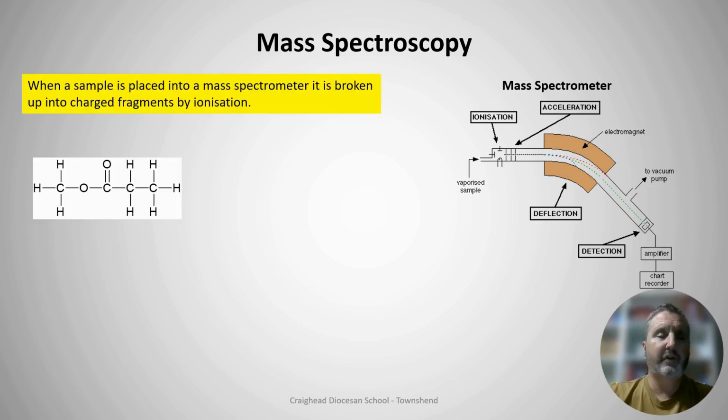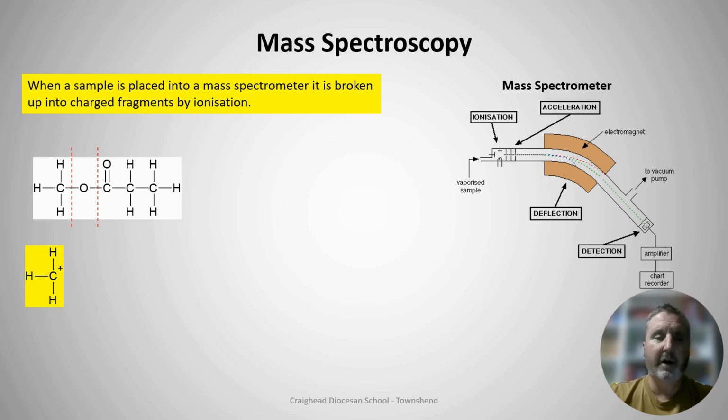So if I take this molecule here, which we can see is an ester, methyl propanoate, it will generally fragment either side of the carbonyl group, the carbon double bond oxygen group, and maybe just the other side of the oxygen as well. So we'll break it here. You can see that we can get this CH3 fragment. Notice it has a positive charge.